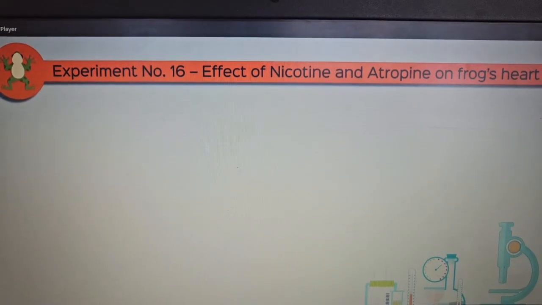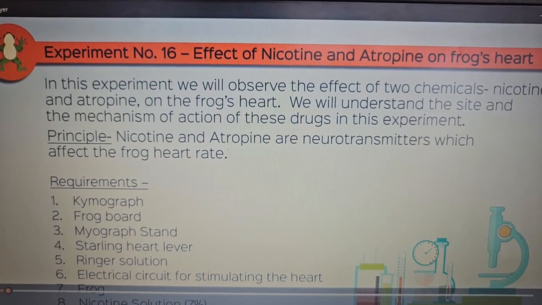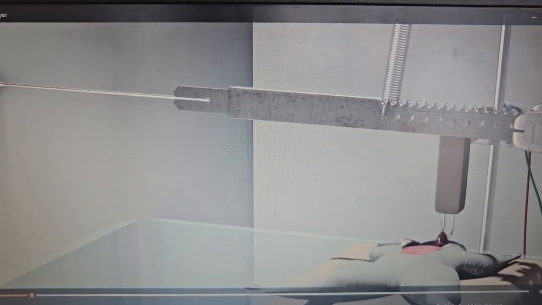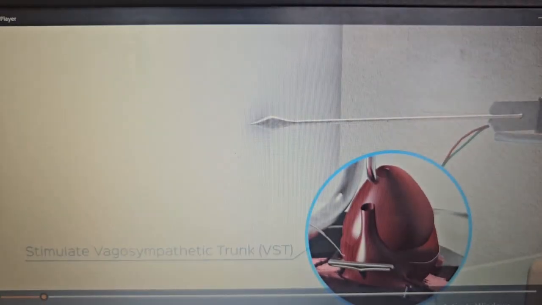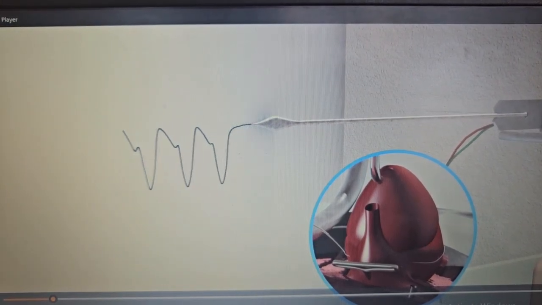Effect of nicotine and atropine on the frog's heart. Principle. Nicotine and atropine are neurotransmitters which affect the frog heart rate. We set up the experiment similar to the previous experiment. We stimulate the vagosympathetic trunk of the frog and record the resultant change in the cardiogram.